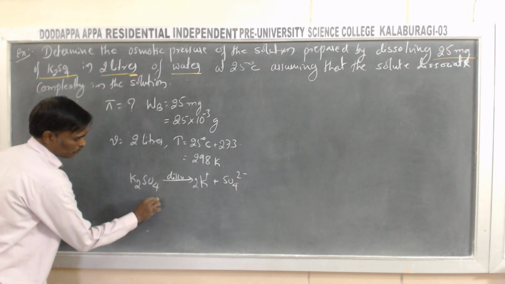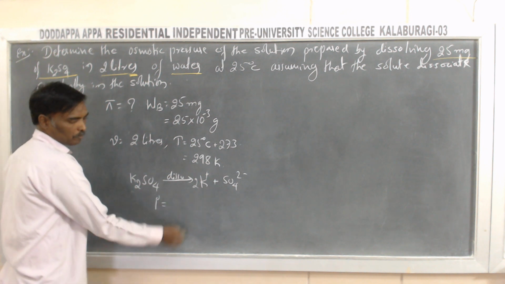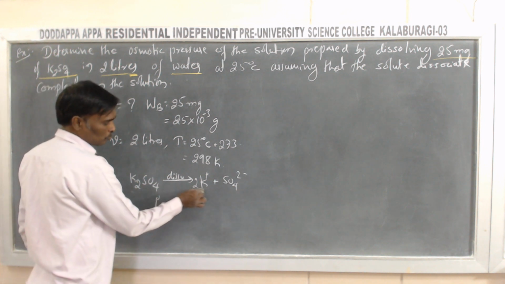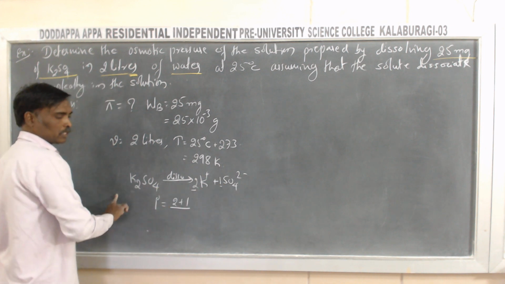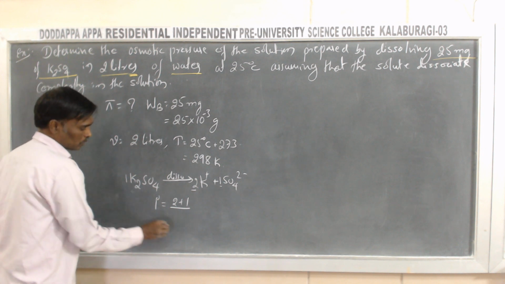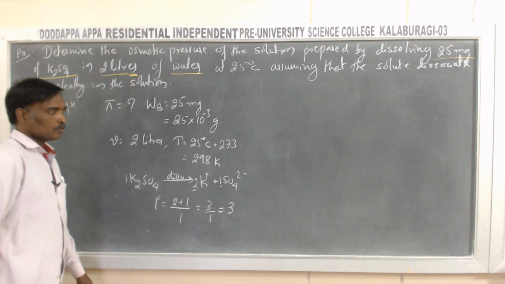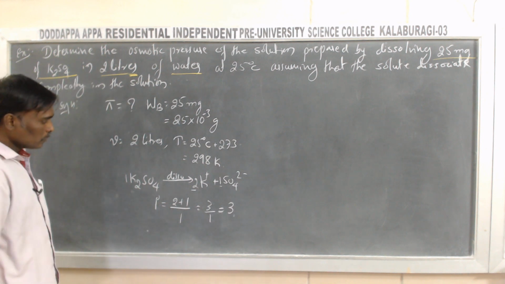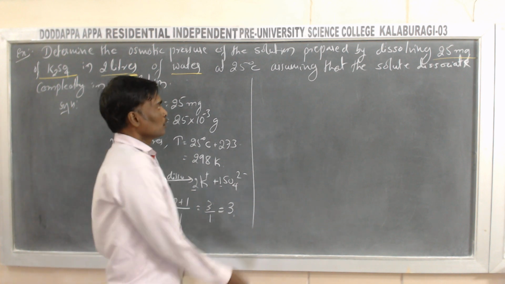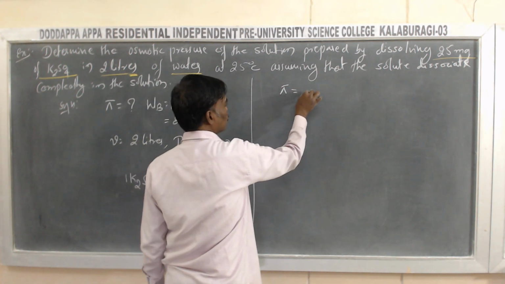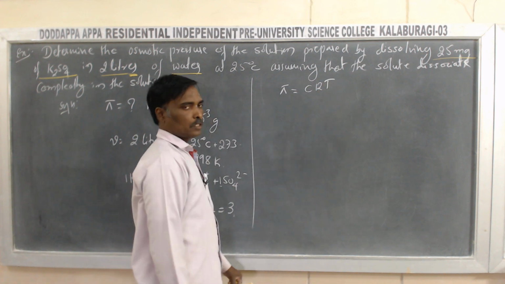Then the van't Hoff factor for this solute, i, is equal to the total number of particles after dissociation, 2 plus 1, and the total number of particles before dissociation is only 1, so it is 3 by 1, that is equal to 3. So i value is 3. Now use the formula to calculate the osmotic pressure. The formula is pi equal to CRT. Okay, this is the one.